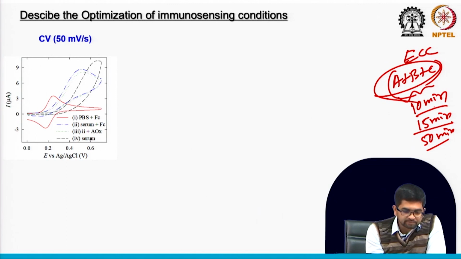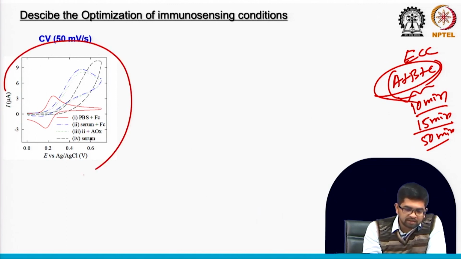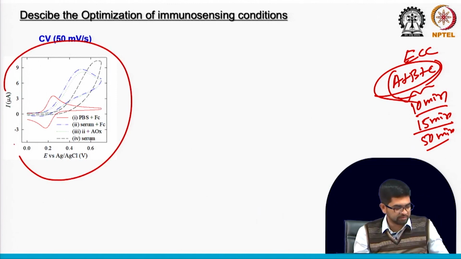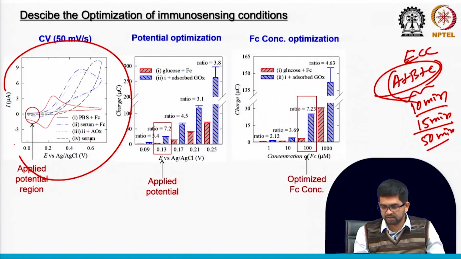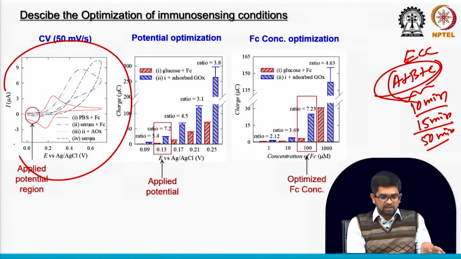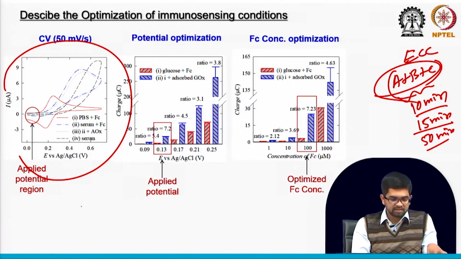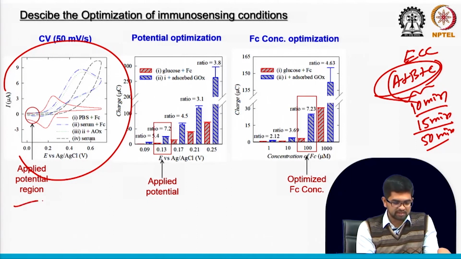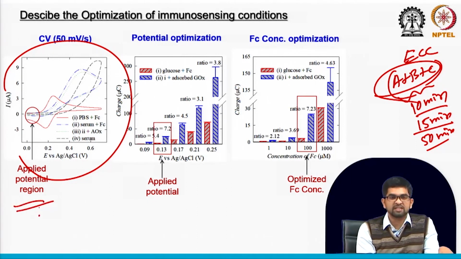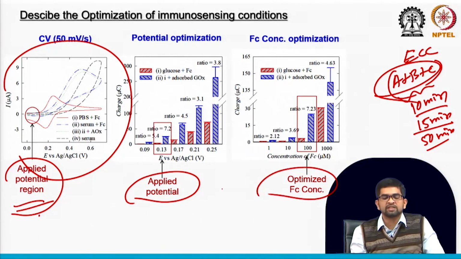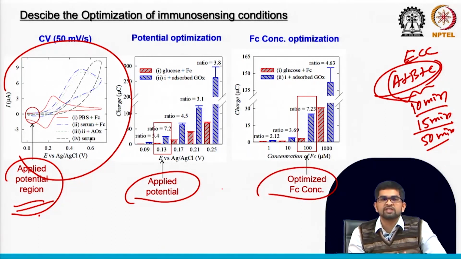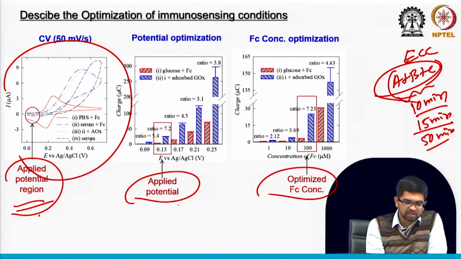See, this kind of diagram I can give you in the exam, and you have to mention, see, I already put the answer. This is the applied potential region where I got very good data, that is the optimized applied potential data. And the optimized concentration data, everything we decided. Let me show you why we decided these are the optimized conditions.